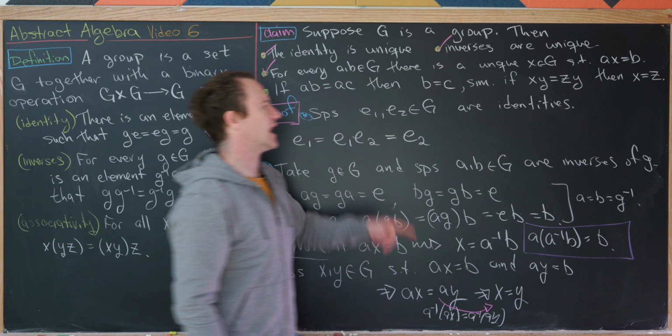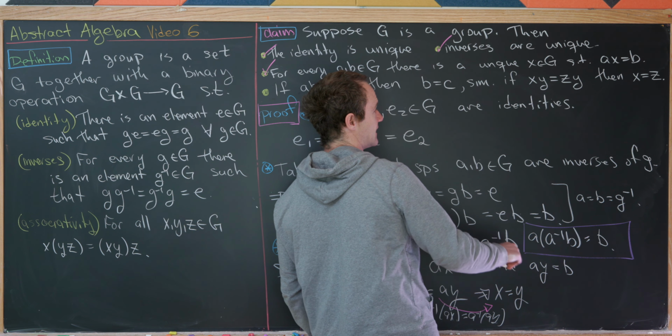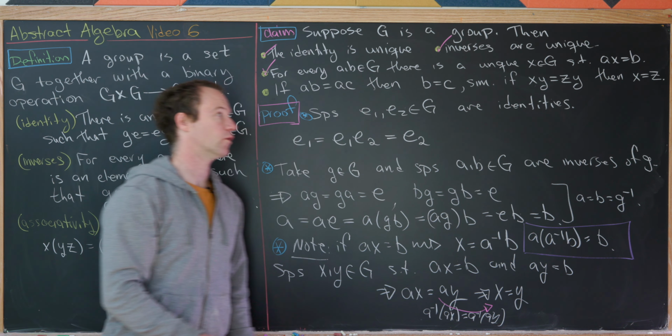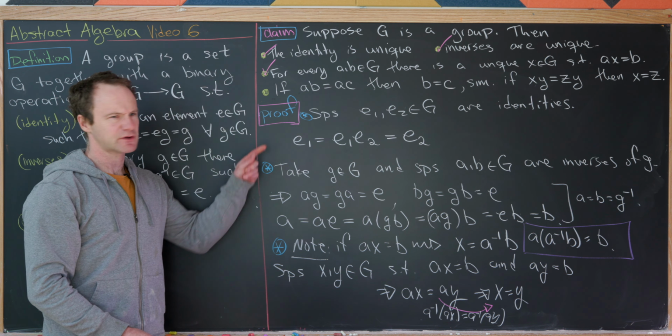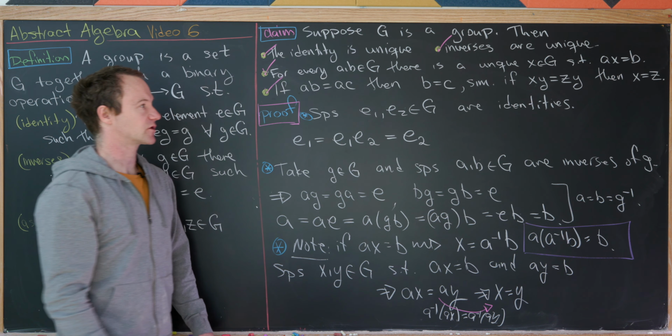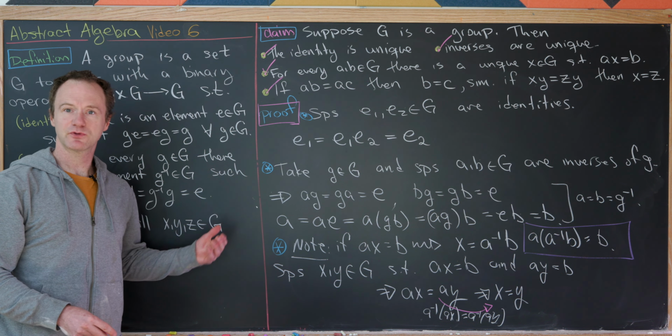And likewise, over here, if XY is equal to ZY, then X is equal to Z. That's by right multiplying by Y inverse. So I won't write those out. I think those are fairly simple. So there's our first suite of results involving general groups. Let's prove a couple more.